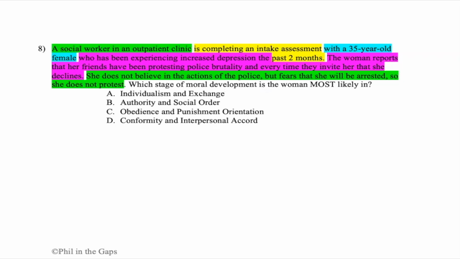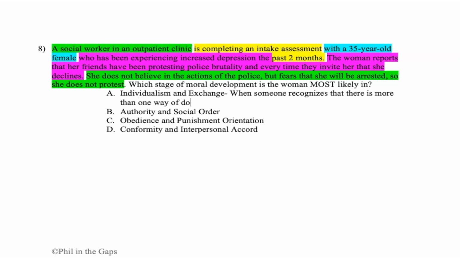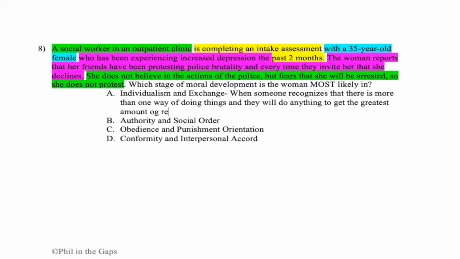A, individualism and exchange is when someone recognizes that there is more than one way of doing things, and they will do anything to get the greatest amount of reward. So it's all about rewards for them. They're sacrificing a part of themselves to get a reward in some way, shape, or form.